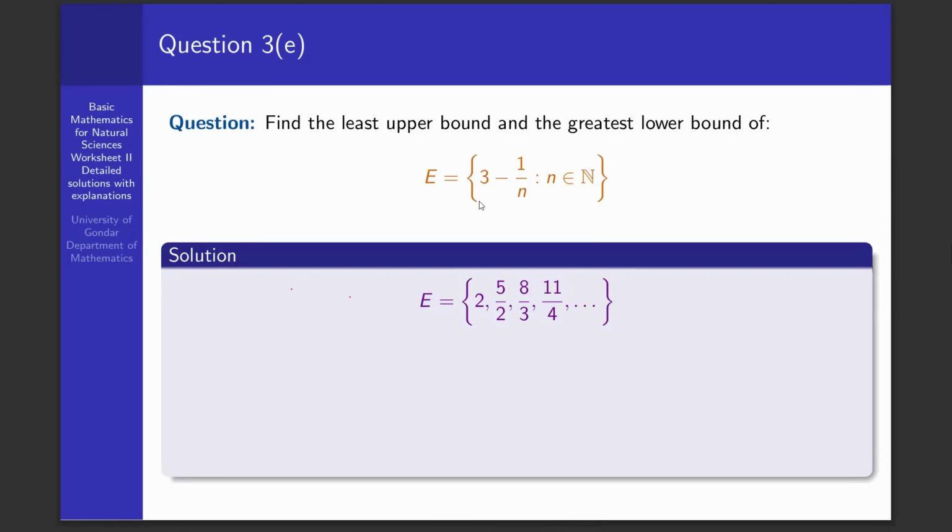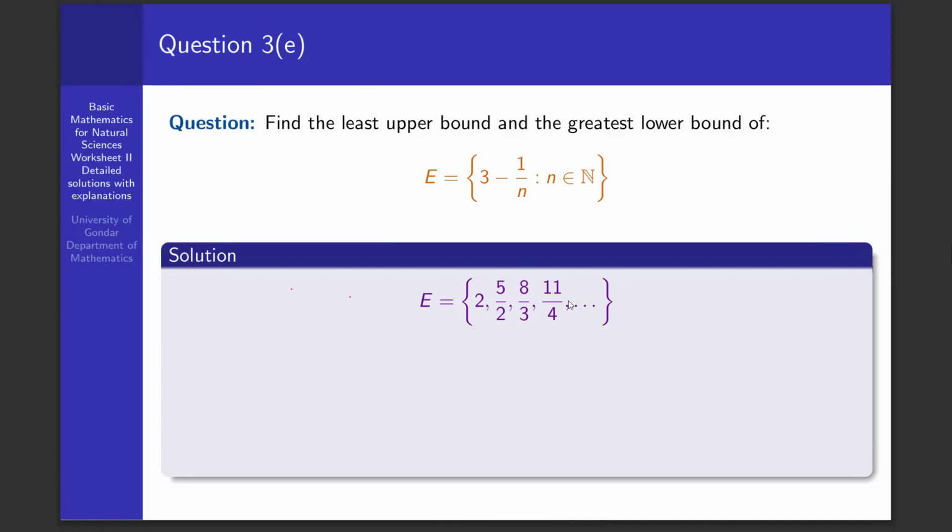First, in order to determine the least upper bound and greatest lower bound of the set, we have to know the property of the elements of this one. When n is taken to be the first natural number, that is 1, 3 minus 1 over 1 is simply 2. So that is the first element of set A. Then the next one, when n is equal to 2, 3 minus 1 over 2 is 5 over 2. When n is 3, 3 minus 1 over 3 becomes 8 over 3, which is increasing, because 1 over n is decreasing when n is increasing.